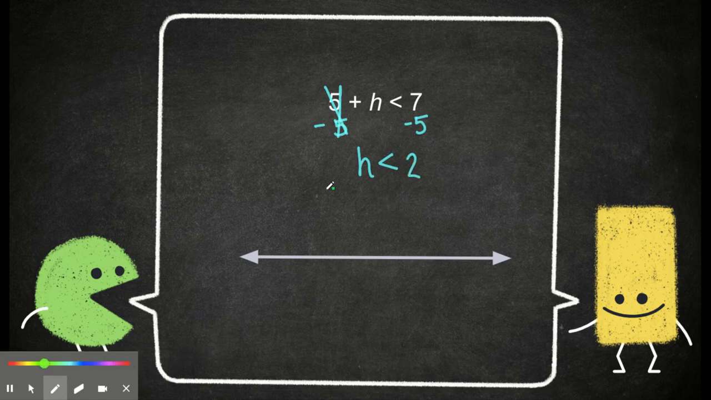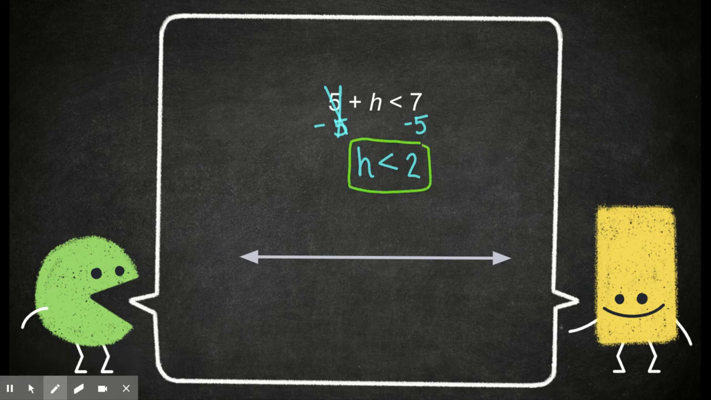So now I have this inequality, h is less than 2, and I need to put it on my graph or my number line. Again, let's make this number line simple. I know that I'm going to have to put a dot at 2, so I'm going to make that my center number, 2. I'm going to pick 2 numbers greater than 2, so we'll do 3, 4. 2 numbers less than 2, so we have 1 and we have 0.